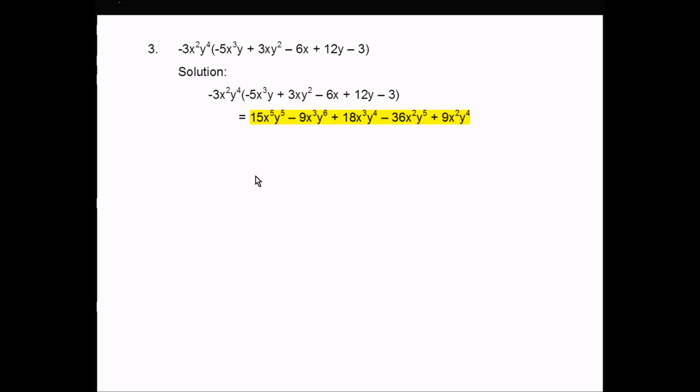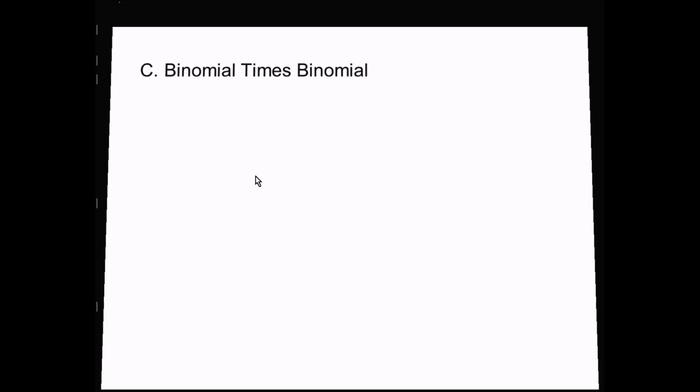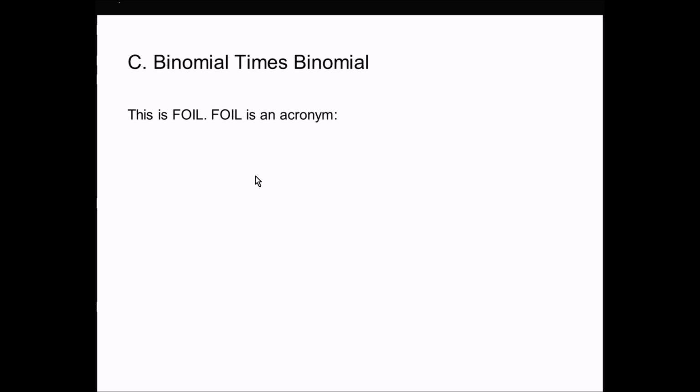Let's go to the next step. Binomial times binomial. Okay, this is something that most people have seen before, and usually if they've seen it before, they never forget it. This is FOIL. Okay, it's FOIL.